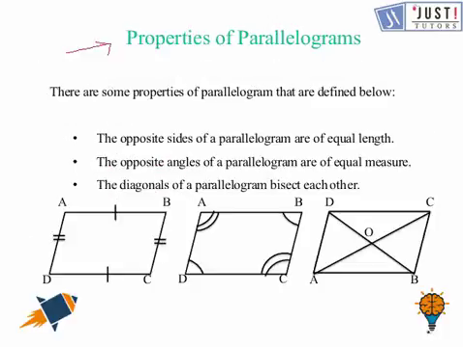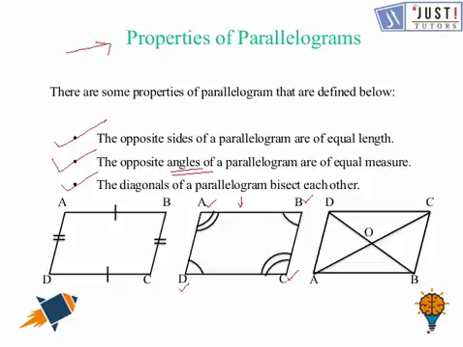Now we learn some properties of a parallelogram. There are some special properties of a parallelogram. The first one is that opposite sides of a parallelogram are of equal length, and they are parallel as well. The next one is that opposite angles are also equal in measure. If we consider this picture, angle A equals angle C, and angle B equals angle D.